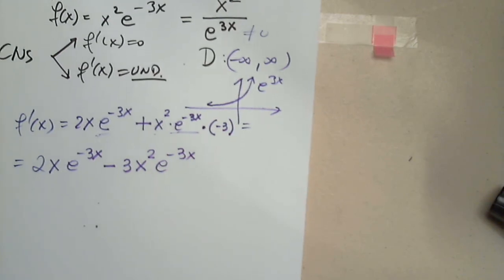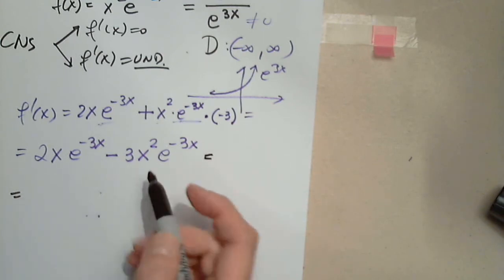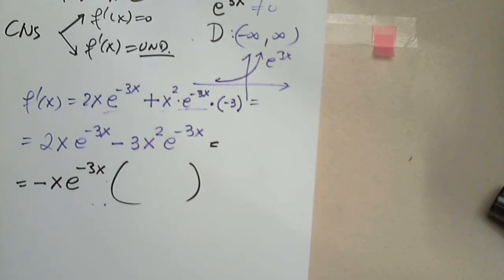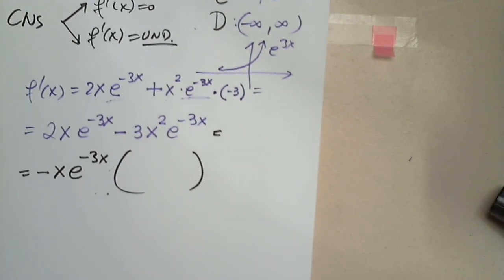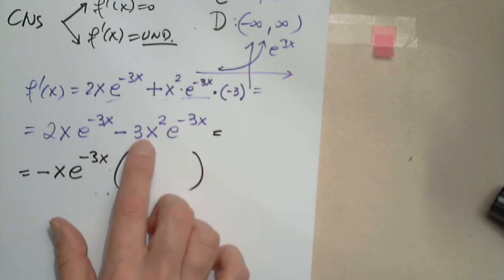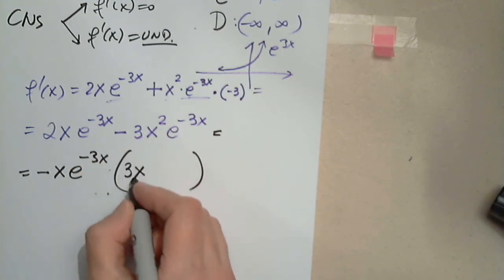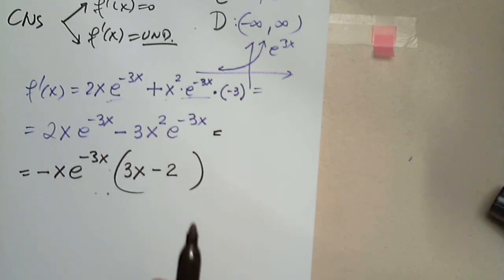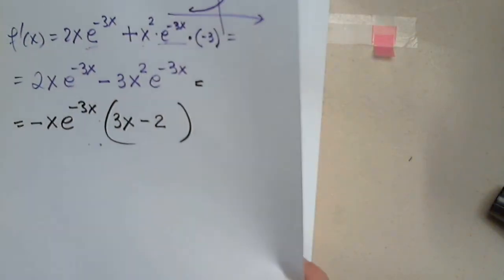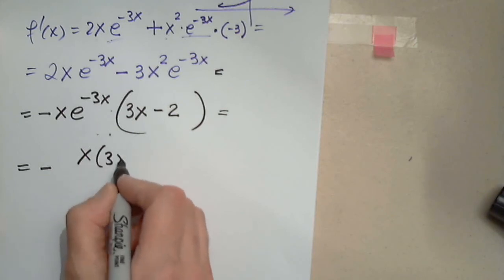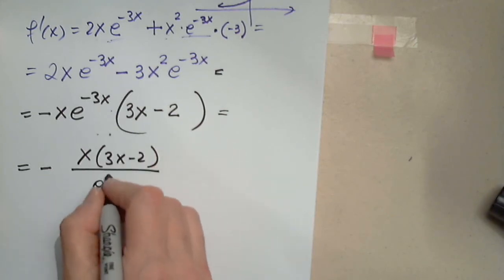And now we will factor x. I can even factor negative x e to negative 3x. And let's see what is left in parentheses. So I took the negative out, I took an x out, I took this out, so obviously I still have a 3x left inside. I took x out, I took x out, and then minus and minus 2. I would rearrange the whole thing again: minus in front, x, 3x minus 2 over e to 3x.